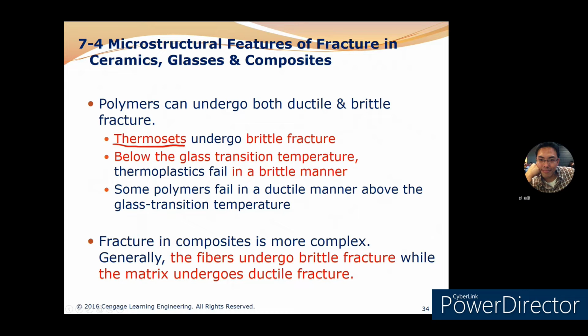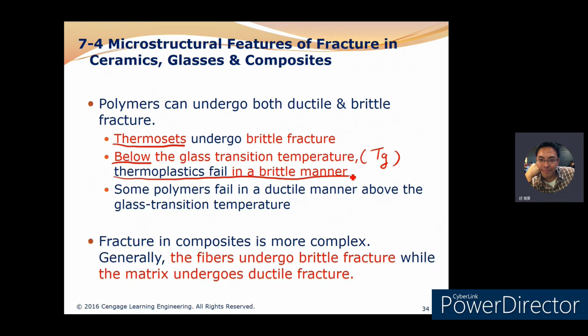Thermoset. Thermoset undergoes brittle fracture. Let's say this polymer is a thermoset plastic. It will undergo brittle fracture below its glass transition temperature, which we always call Tg. It's a very important material property. And thermoplastics can also fail in a brittle manner.